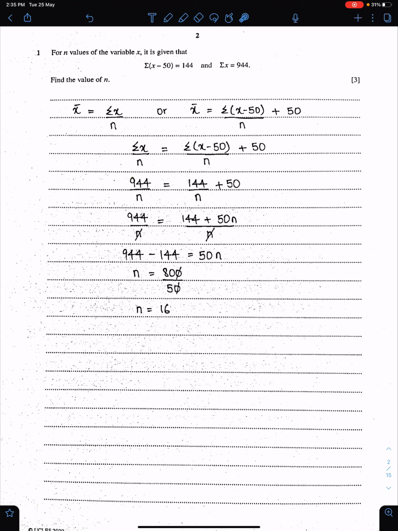Question number 1. For n values of the variable x, it is given that sigma bracket x minus 50 is 144, whereas sigma x is 944. Find the value of n. By equating these two formulae of mean, we can get the value of n. Sigma x is 944 and sigma x minus 50 is 144. By solving this equation carefully, we can get the value of n. We choose the formulae according to the given information.